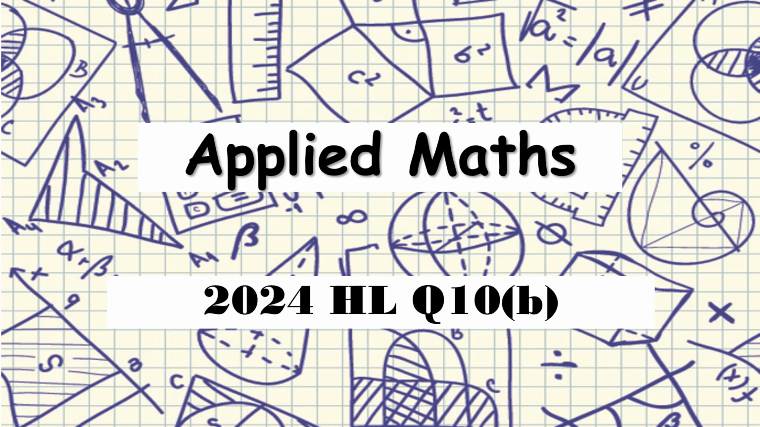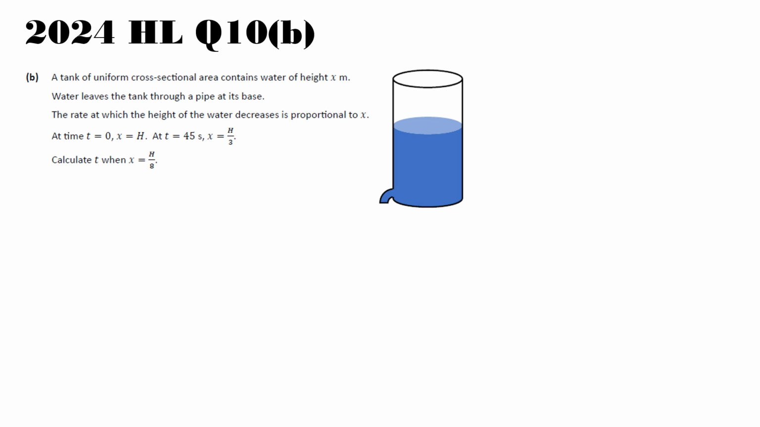In this video, we're going to look at a previous exam question. This question is from the 2024 Higher Level paper and it's question 10b. This question was tricky because it didn't give us the differential equation. It was required of students to create the differential equation, which proved problematic. So let's work through it.